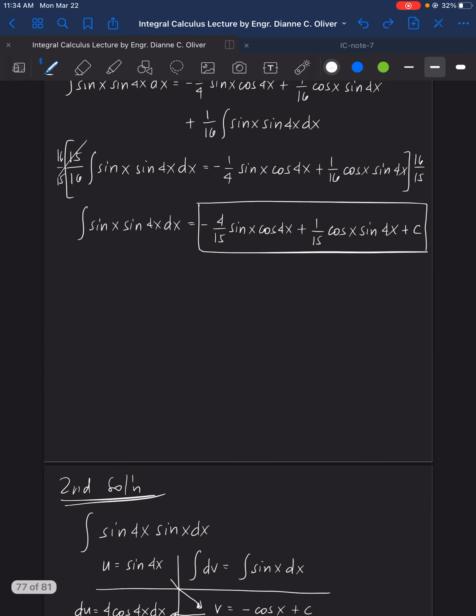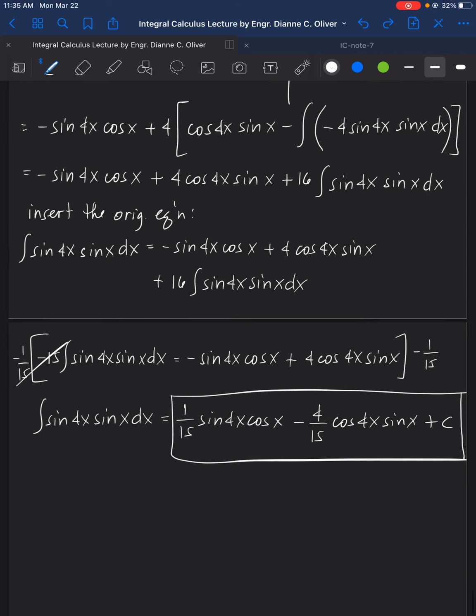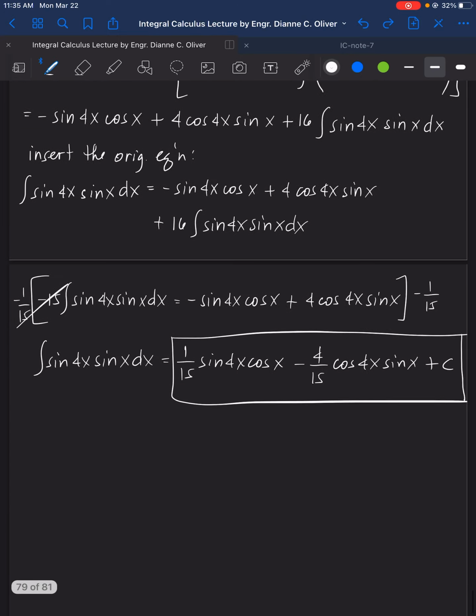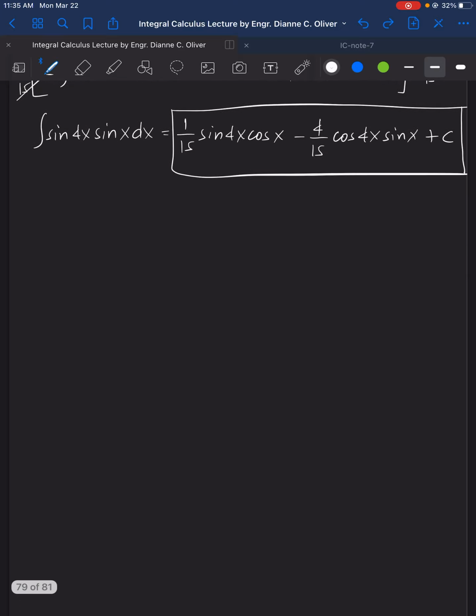And then, we have here negative 4 over 15 sine x cosine 4x. The second answer, negative 4 over 15, we have the sine x, then we have the cosine 4x. So they are the same. So whether you use solution 1 or solution 2, the same answer will be solved. Now the question is, we did a tedious solution there. It's long. Is it correct?